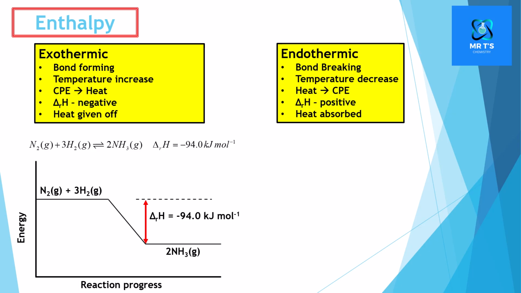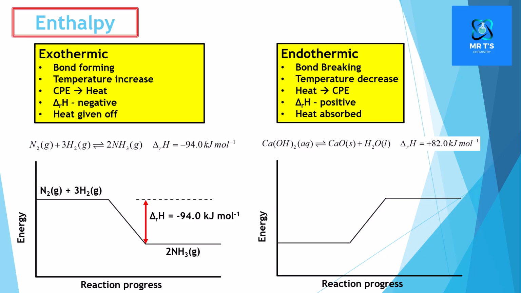They might expect us to do the same for an endothermic one. We need to remember endothermic is bond breaking, temperature decrease, the heat energy is being absorbed and turned into chemical potential energy. Delta RH is positive. So here's an example of an equation. Notice delta RH here has a positive value in front of it.